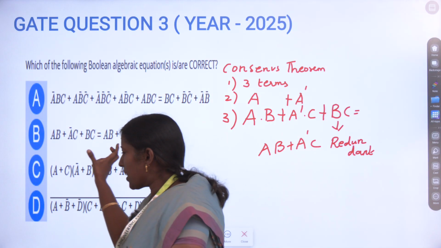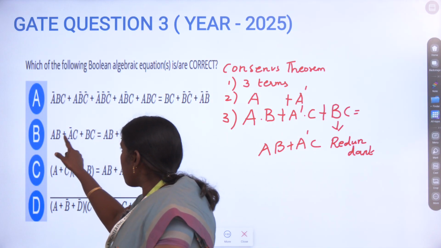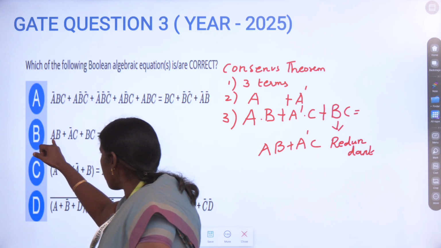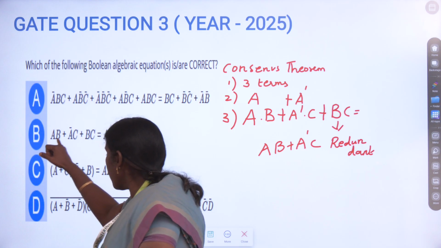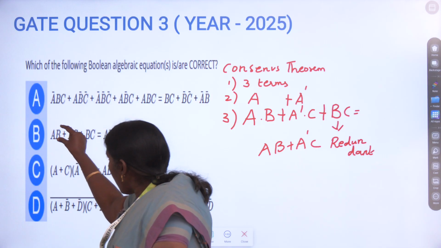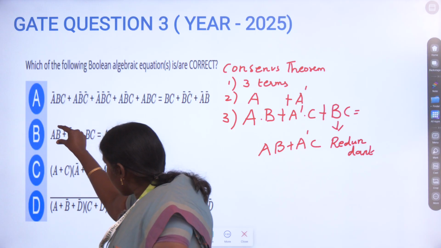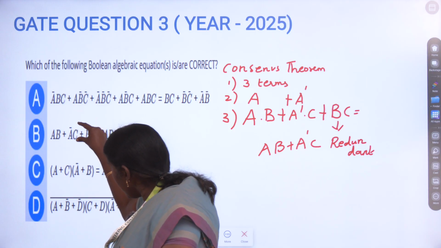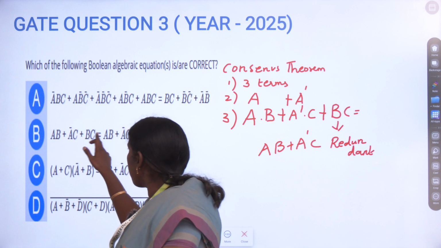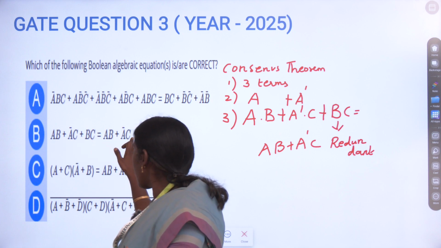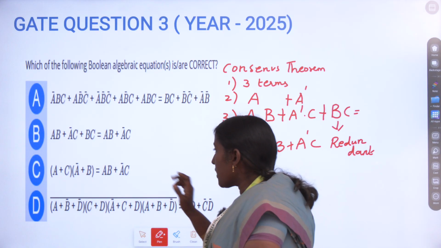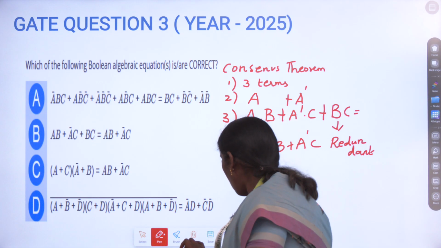Using this principle, we are going to check whether choice B is right or wrong. Let me apply the consensus theorem here: AB plus A dash C plus BC. As per the rule, the first variable in the first term is right, the first variable in the second term is its complement, and the product of the second variables is the third term. So this can be equal to AB plus A dash C. So this option is right. So B is right.